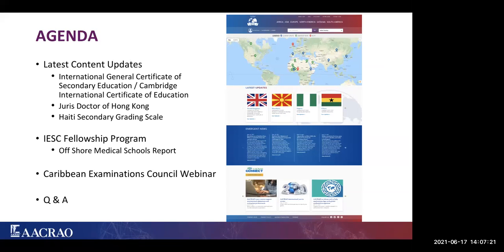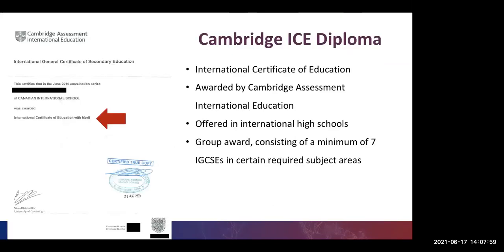Today's agenda is going to consist of our latest content updates, including the International General Certificate of Secondary Education Cambridge and the Cambridge International Certificate of Education. We talked a bit about that at the last user group meetings, but we'll just update you on that. The Juris Doctor out of Hong Kong and Haiti secondary grading scales. We'll follow that up by some news about the IESC fellowship program and what they've been busy doing, along with a couple of the mentors from the IESC. We'll talk about an upcoming webinar and then leave time for a Q&A. So let's go ahead and get started. I'm going to pass it back to Jasmine.